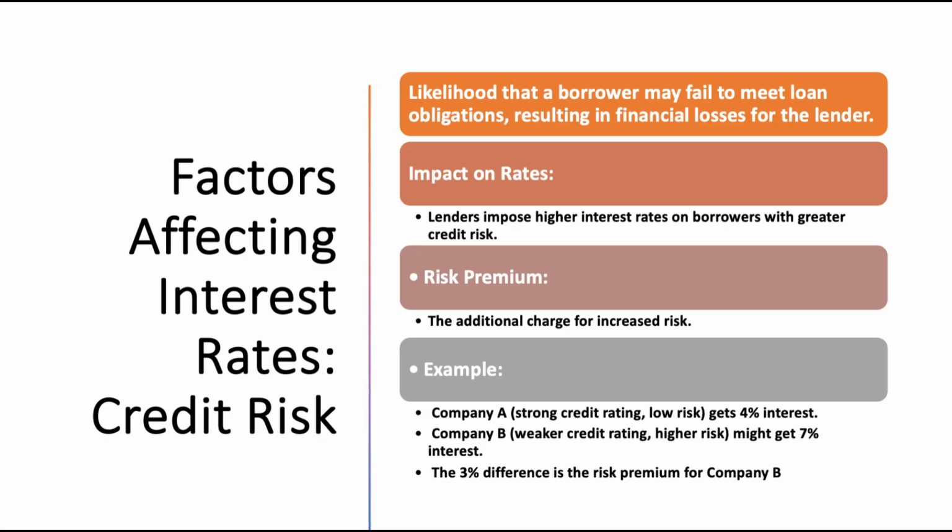For example, if Company A has a strong credit rating and low risk, it might secure a loan at 4% interest. Meanwhile, Company B, with a weaker credit rating and higher risk, could be charged 7% interest. The 3% difference represents the risk premium, which protects the lender against the higher chance that Company B may default. In short, the more reliable the borrower, the lower the rate; the riskier the borrower, the higher the rate. This is why credit ratings are so important in financial markets.